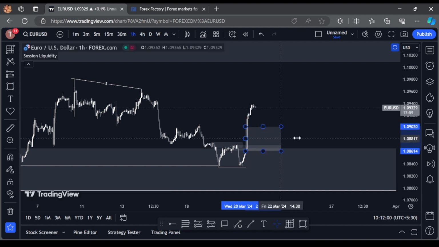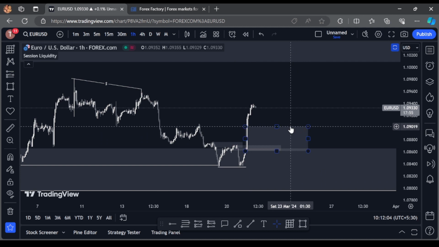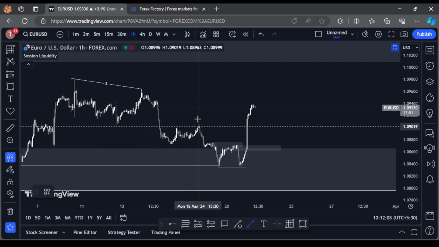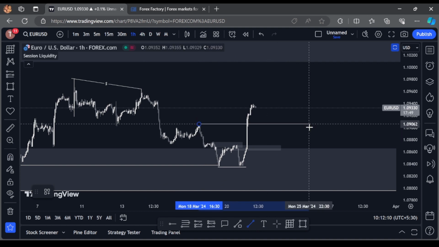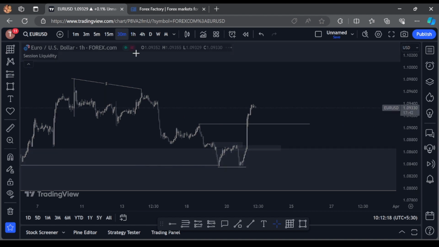Since the price had taken a huge leap into the market, I'm anticipating the price to move into the downward direction and at least mitigate this area over here. That is the flip zone of the higher time frames. So let's move to the 30 minutes again.